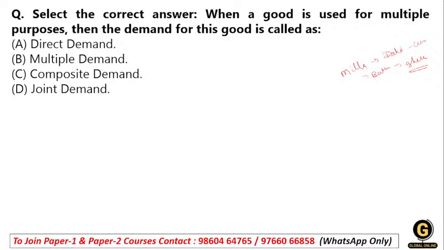So if we use a particular good in many things, this is your composite demand. Composite demand refers to the situation where a single good is demanded for multiple purposes. Like with the use of milk, we can make cheese, butter, yogurt, or we can directly consume the milk. So here the right answer will be composite demand.